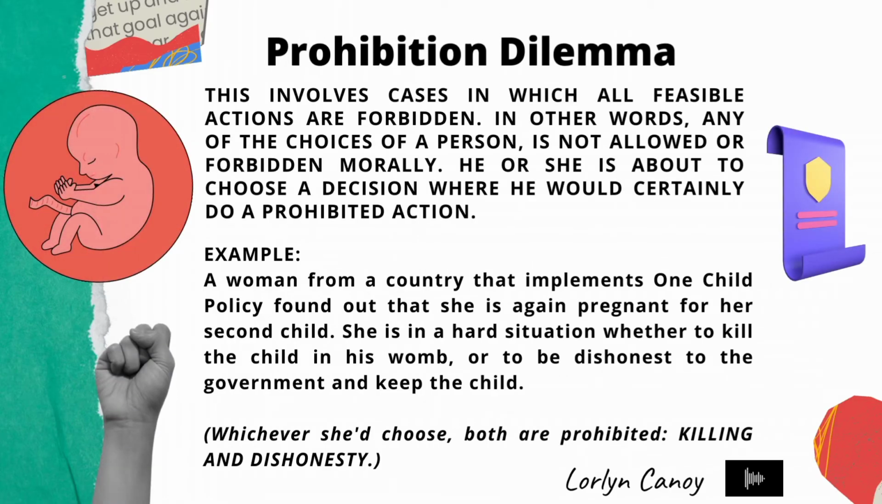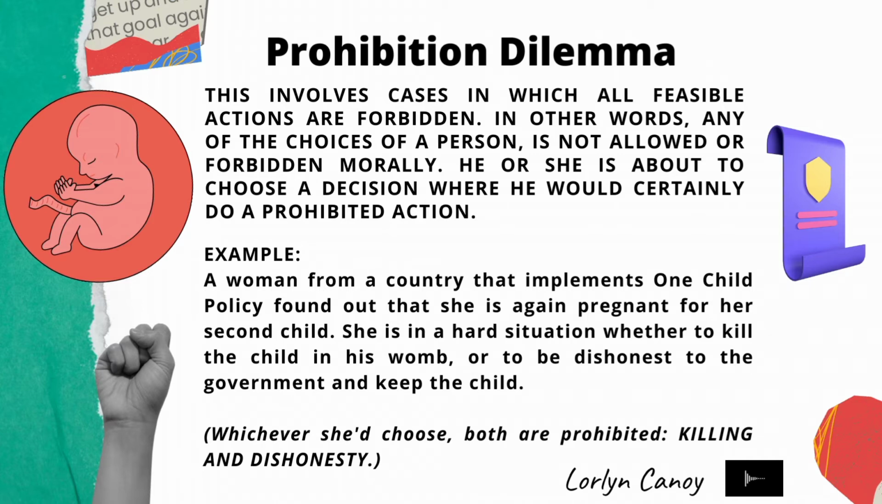Prohibition Dilemma. This involves cases in which all feasible actions are forbidden. In other words, any of the choices of a person is not allowed or forbidden morally. He or she is about to choose a decision where he would certainly do a prohibited action.